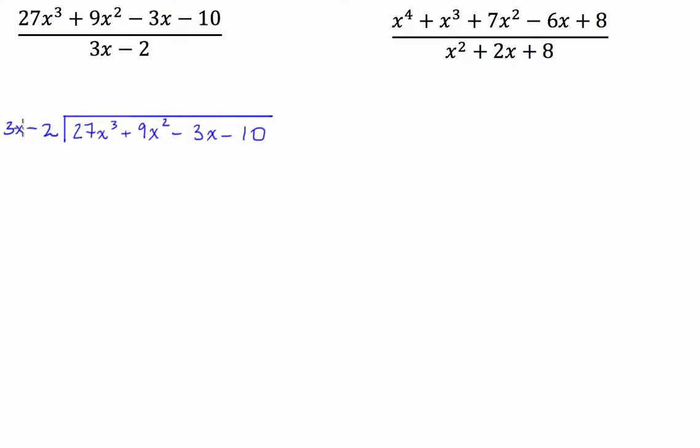Cool. So, first of all, what we do is we divide the first number here, 27x cubed, by the first number in our divisor. So 27x cubed divided by 3x is going to be 9x squared. And then the number that we get, we multiply by all of the numbers in this divisor. So we have 9x squared times 3x is 27x cubed. 9x squared times negative 2 is negative 18x squared.